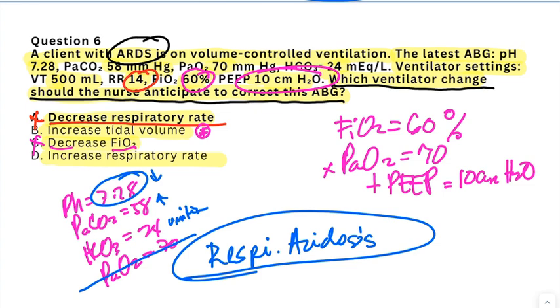Now, the other choice, increase respiratory rate. Is this potentially going to help the respiratory acidosis? And the answer is yes, it will help the respiratory acidosis. So we have two options that would be a correct answer. However, in the question, it's not a select all that apply. So the best answer here, which usually works when you have respiratory acidosis, is letter D, not letter B. So letter B is going to be incorrect. Letter D is the correct answer in this particular question.